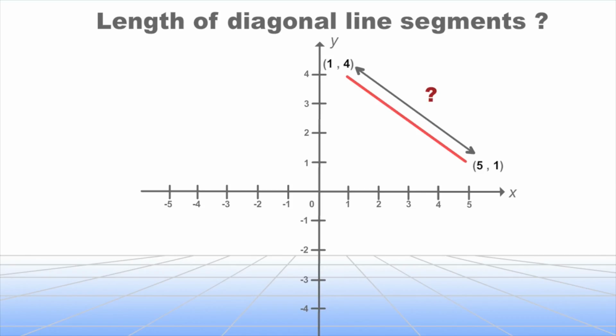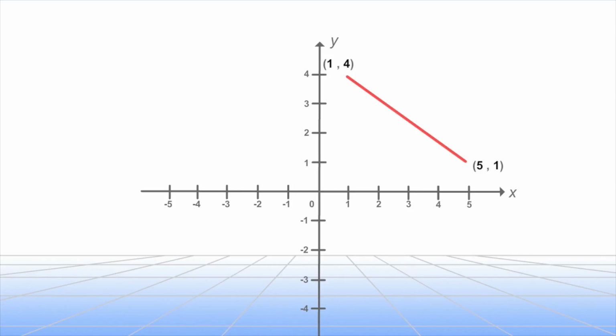We will now learn how to find the length of this diagonal line segment by first constructing a right-angled triangle. First, let us draw vertical and horizontal lines from the two ends of the line segment. Can you see the right-angled triangle? The hypotenuse is the line segment. The right angle is the point where the vertical and horizontal lines cut. The point has the coordinates of 1, 1.